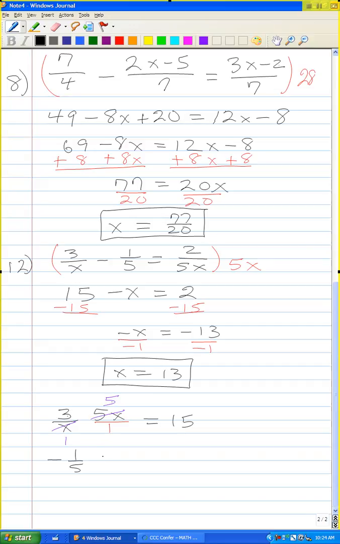Negative 1/5 times 5x. Again, let's write this over 1. 5x divided by 5 is x. And 5 divided by 5 is 1. And so now you get negative 1 times x is negative x. 1 times 1 is 1. So here you get negative x. And lastly, 2 over 5x times 5x. The 5x's cancel, so you just get 2. Okay, yes.